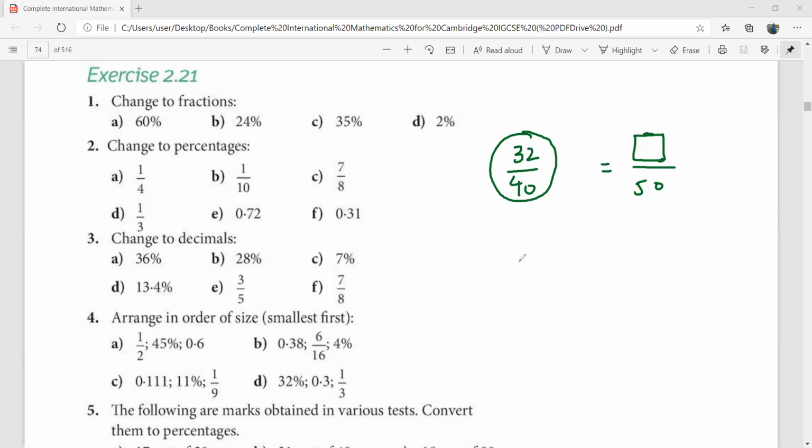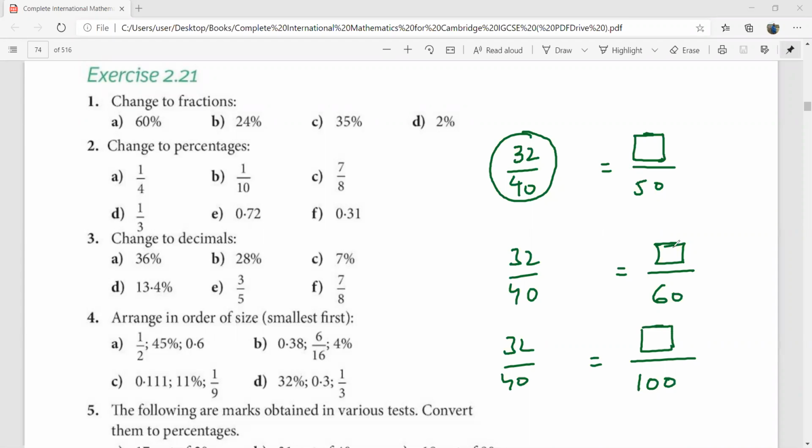Yes, any idea? Or maybe I have these marks and I want to see how much they are out of 60. Or maybe the same marks, and I want to see how many of these marks there would be if I have to keep them out of 100. So how can I find the numbers in these boxes? Any idea? Yes? Multiply it with that number.